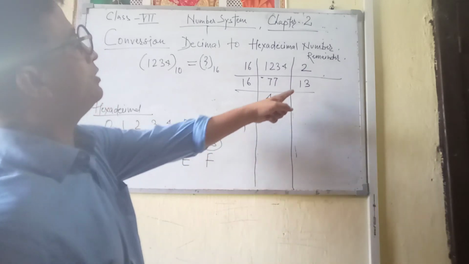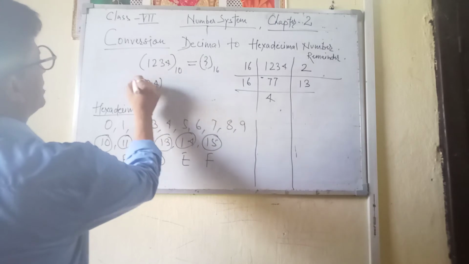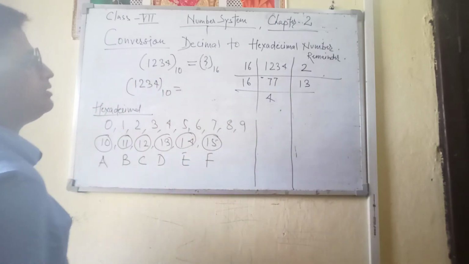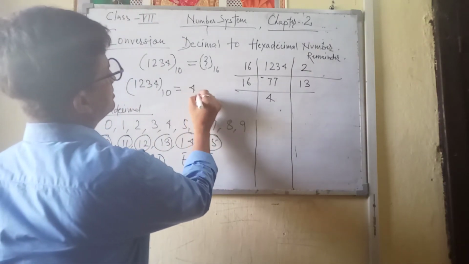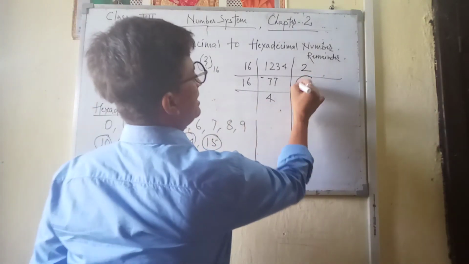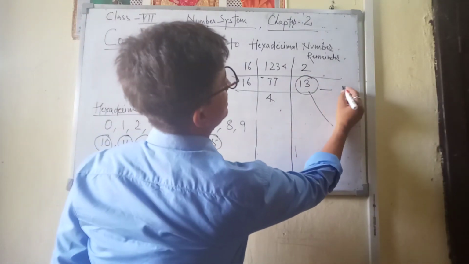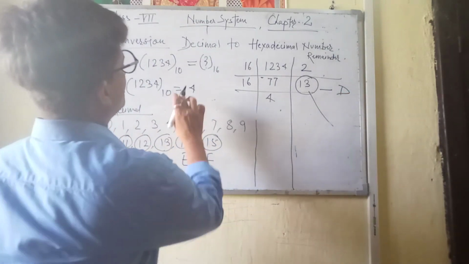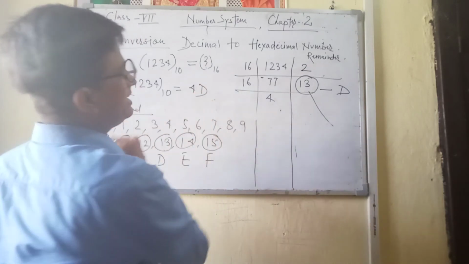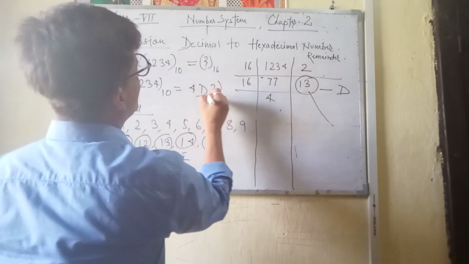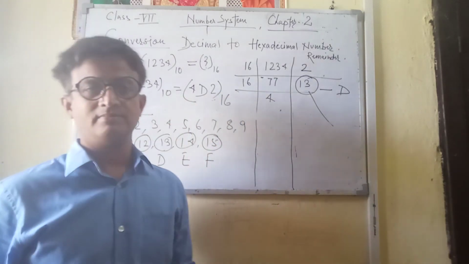Okay. So how to write this number now? Very easy. Write it first. 1234 base 10 decimal number is equal to. Now we have 4, 13 and 2. You can write this 4, but for 13, what is 13 here? 13 stands for D. Clear? So we will write 4, then not 13 but D, then 2, and we'll close it and put the base 16 over here. Understood?